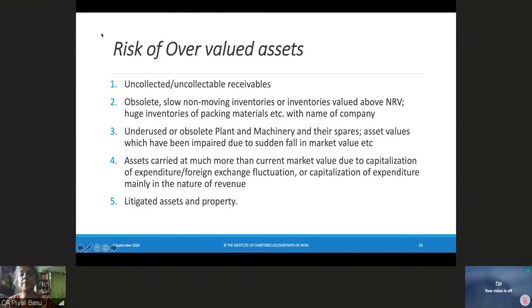Underused or obsolete plant and machinery. I've been telling you; I think I have explained this a lot. Spares: whether they have adequate spares or not. Probably they have too much of spares. We have to maintain the mandatory spares which are required by the insurance. The insurance defines that these are the spares you must keep whether you need it or not.